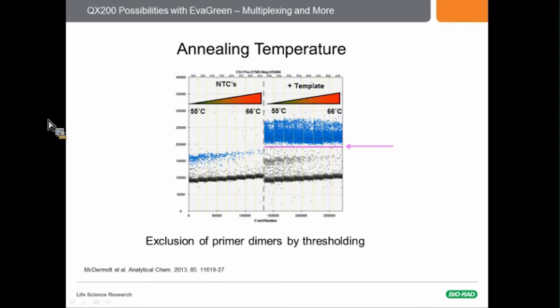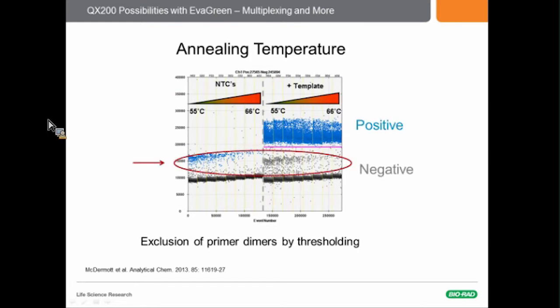That is what is going to be illustrated here. So in this plot, data is shown from a temperature gradient experiment with NTCs, or no template control, shown on the left part of the graph, and with template on the right. The primer dimers are shown here in this region circled in red. Notice that that is positioned underneath the pink threshold line. Once that is done, those are no longer counted in a positive population and therefore are excluded by thresholding. Once those primer dimers are excluded by thresholding, only the true amplicons are counted as positive droplets.